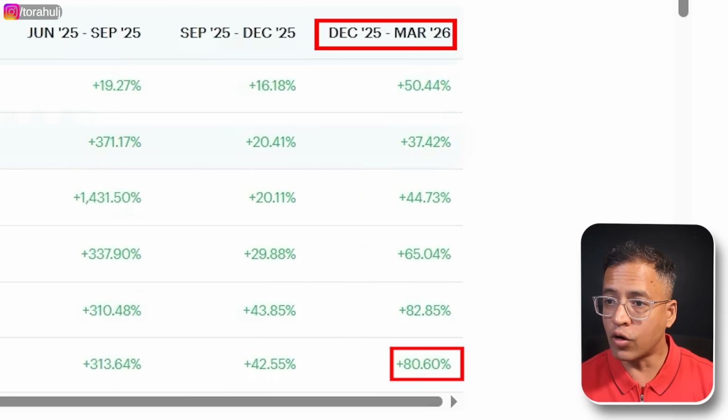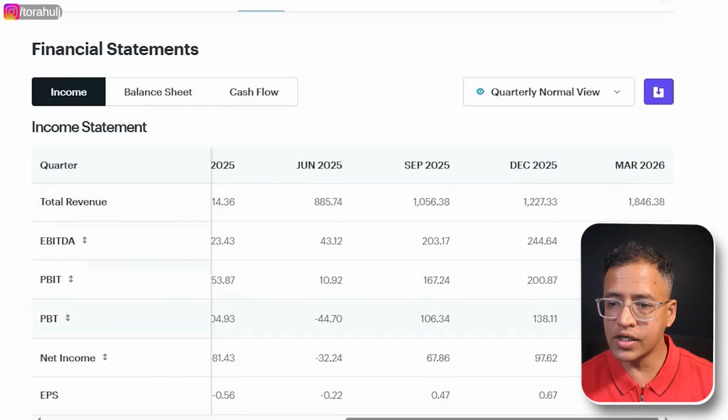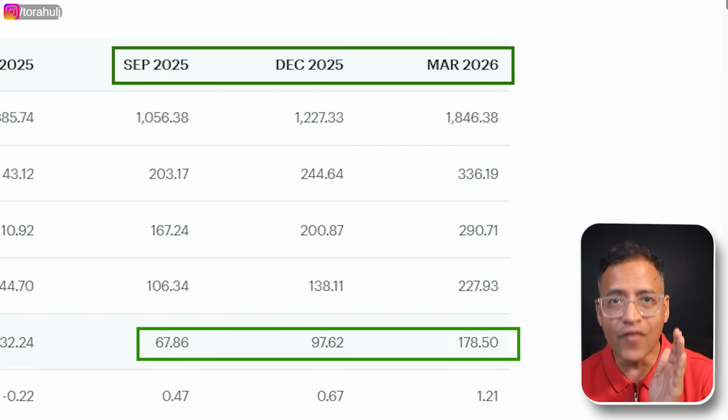Okay, and also if I show you the normal view here, so let me go back to normal view, and what you see is that in June 2025, the company declared a loss of 32 crore. While in the last 3 quarters, it has done very, very good in profitability, right? 67 crores, 97 crores, 178 crores. So it means Q4 is showing even better results right now from a financials perspective. So fundamentally, the last 3 quarters have been very, very good as compared to previous years, right? That gives you one insight that fundamentals have been improving when it comes to financials.